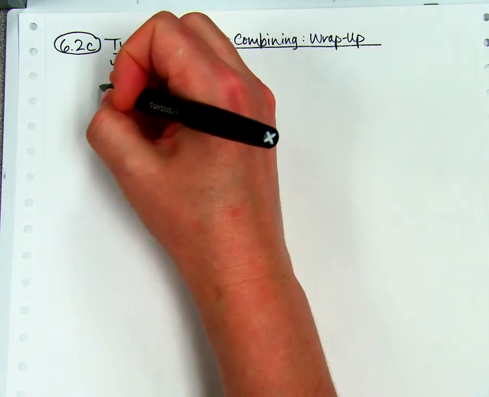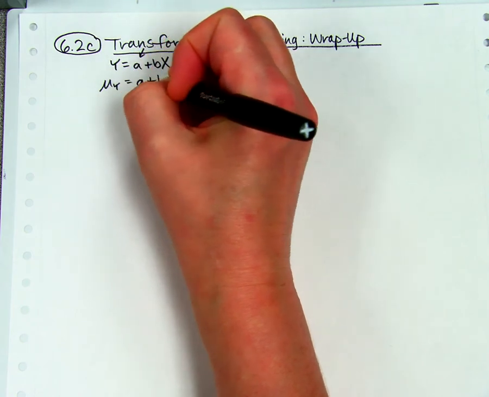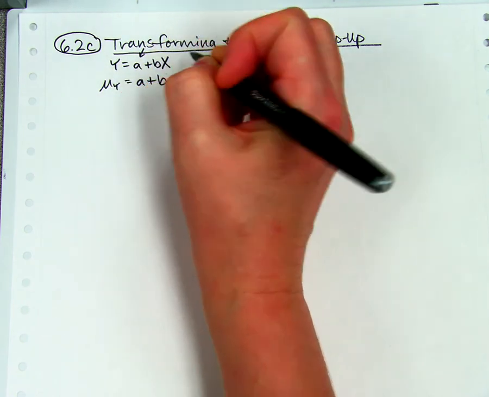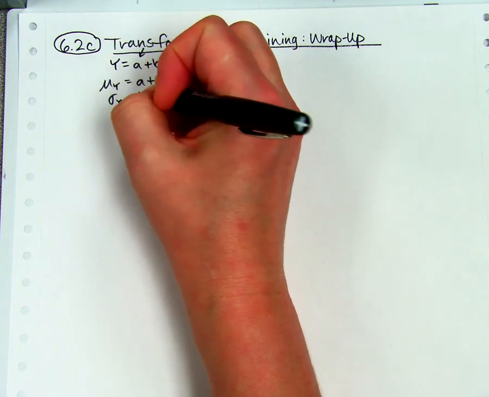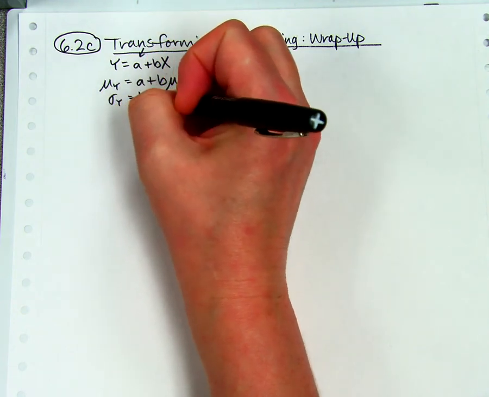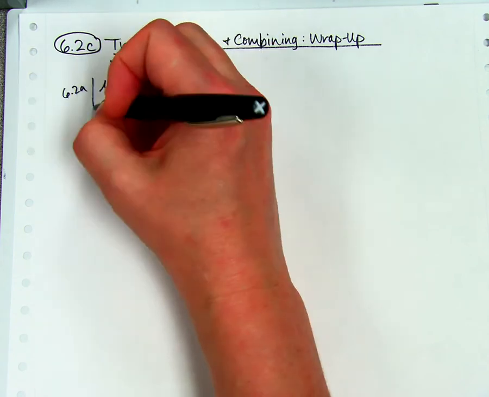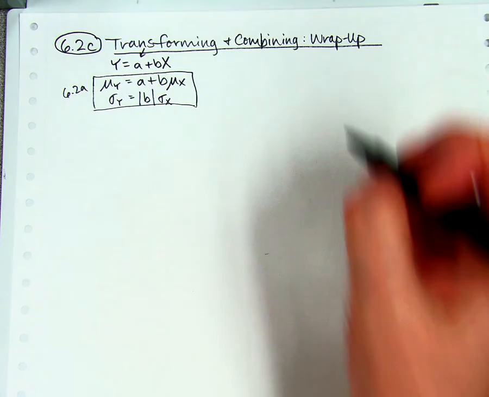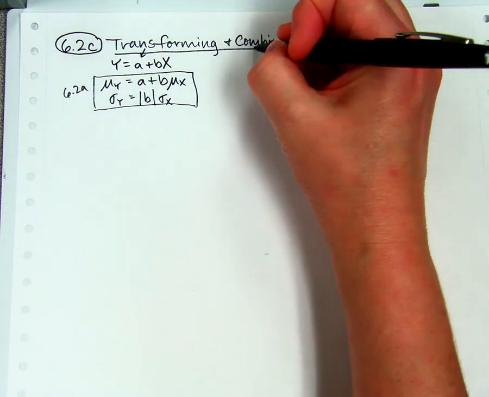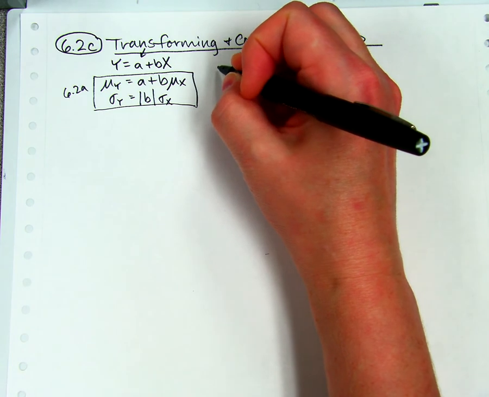When that happens, you get the mean of y is a plus b mean of x, and standard deviation of y is absolute value of b, standard deviation of x. These are the formulas we did in 6.2a, and they should also be on your formula sheet, but I just want to have them in front of me for this lesson. Combining is when you're adding two separate random things, and we did that in 6.2b.